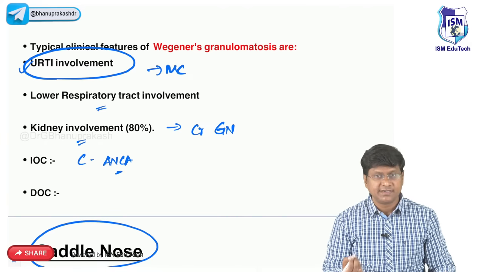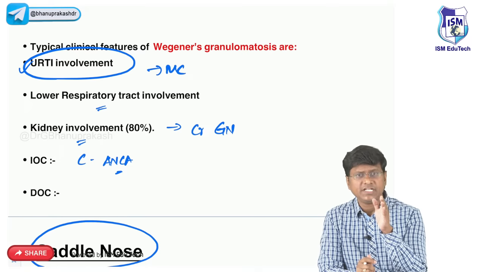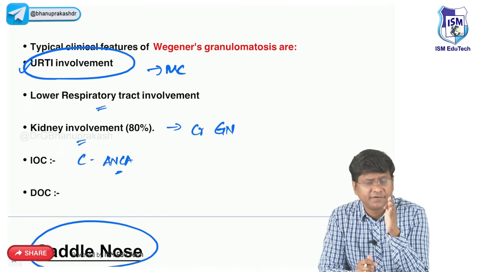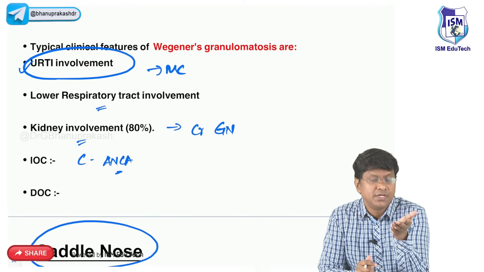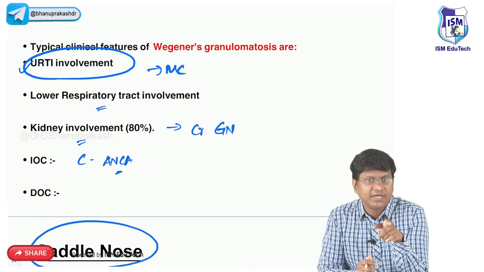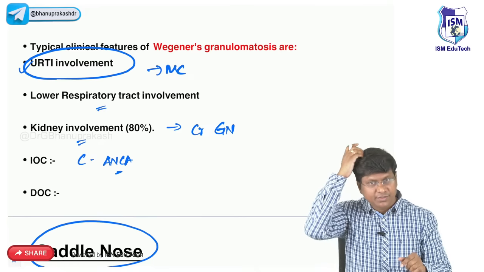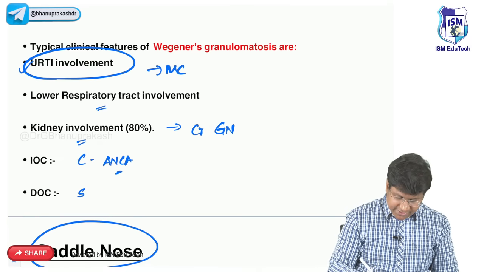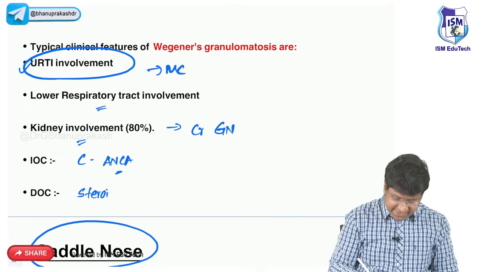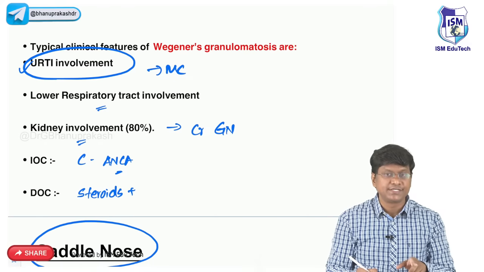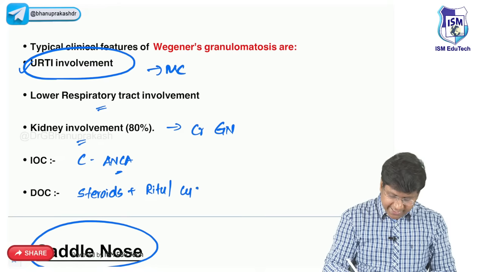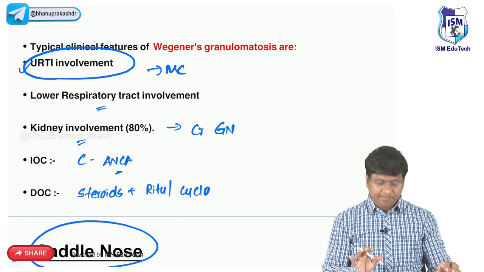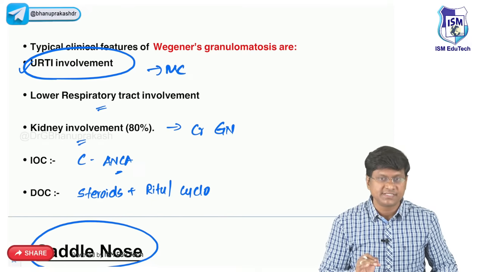Now, what exactly is the drug of choice? The standard treatment for severe granulomatosis with polyangiitis is to induce remission with an immunosuppressant drug. We need to give steroids, but steroids alone will not suffice in this scenario. Along with steroids, you need to add rituximab or cyclophosphamide. That is what you have to give in case of severe disease.